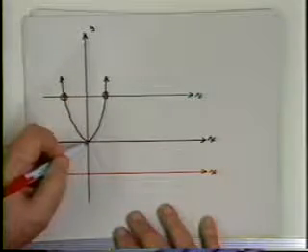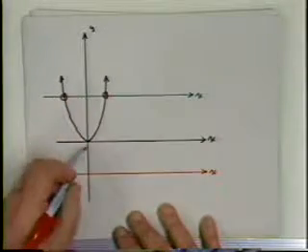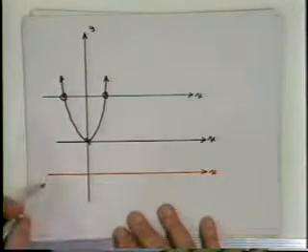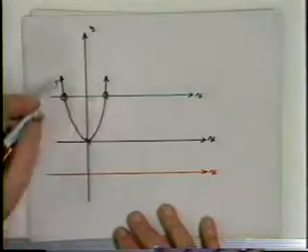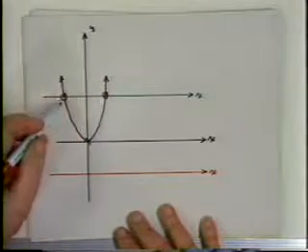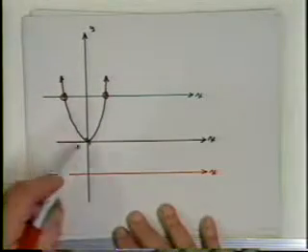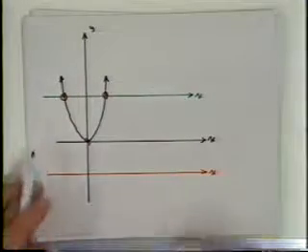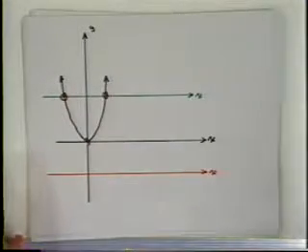Okay, what happens over here? Only 1 point. And what happens down here? No points at all. In other words, if the x-axis is over here, this is an example where there are 2 solutions. If the x-axis is over here, there's 1 solution. And if the x-axis is over here, there are no solutions. And let me just show you one more thing this way.